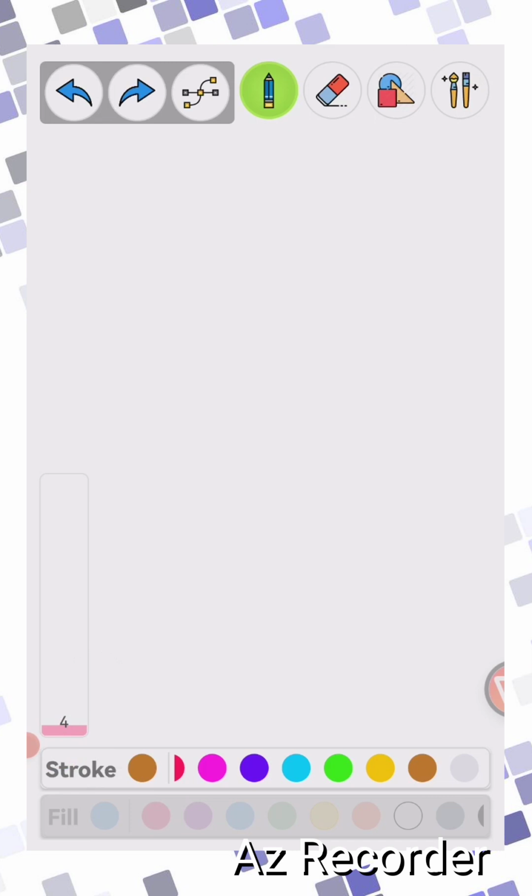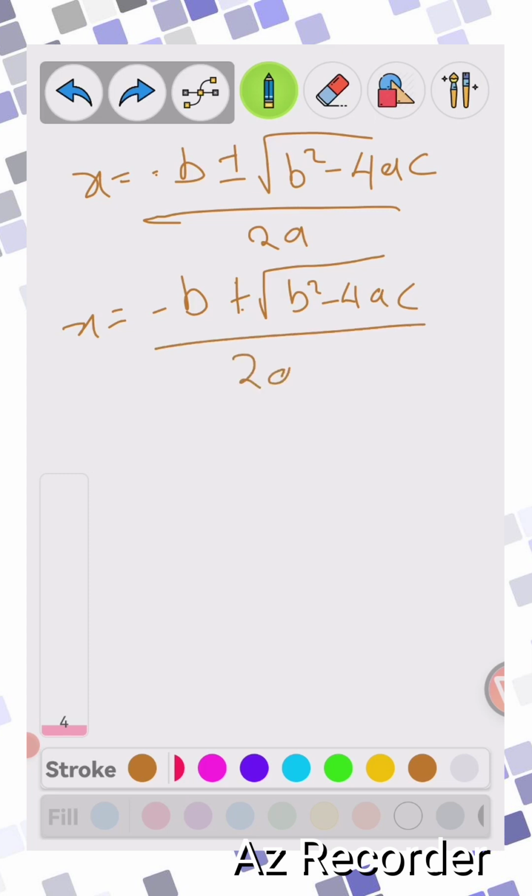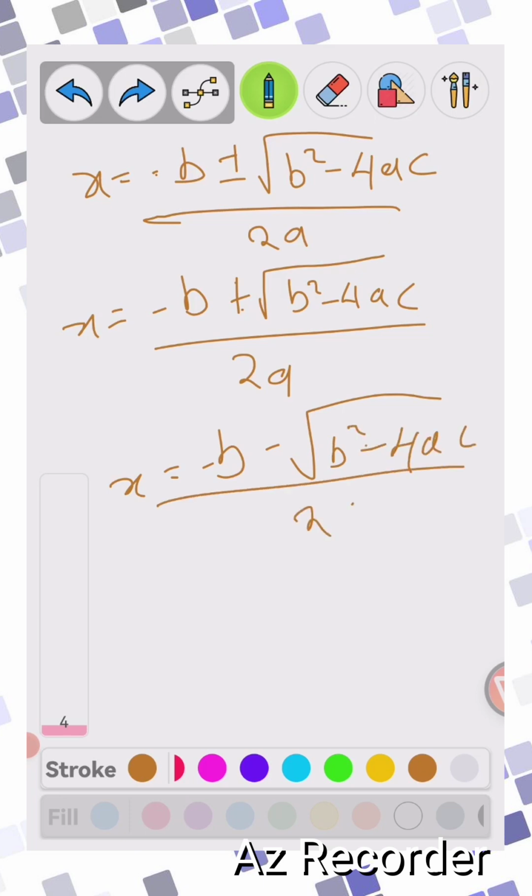So the quadratic formula says x should be equal to negative b plus or minus root of b squared minus 4ac over 2a, like that. So here we're going to have two values of x. x will be equal to negative b plus root of b squared minus 4ac, and the other one is going to be x is equal to negative b minus root of b squared minus 4ac, and this is over 2a.